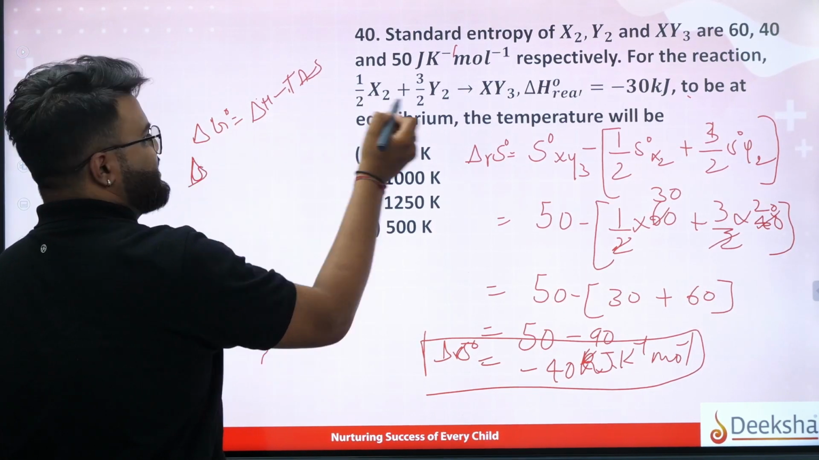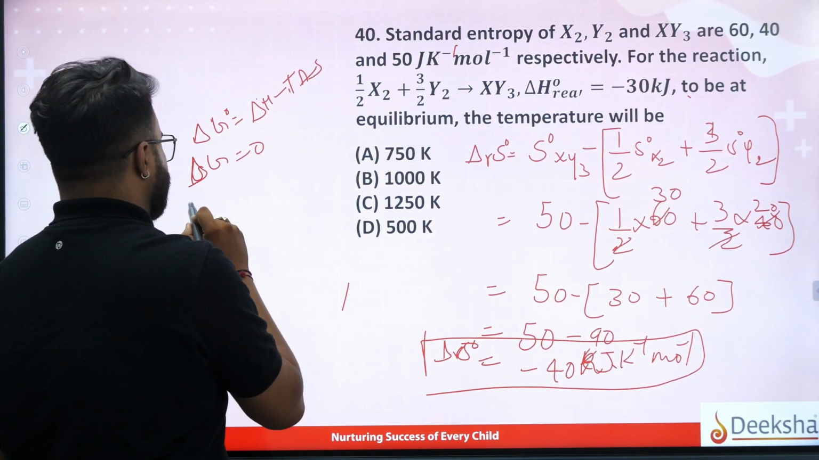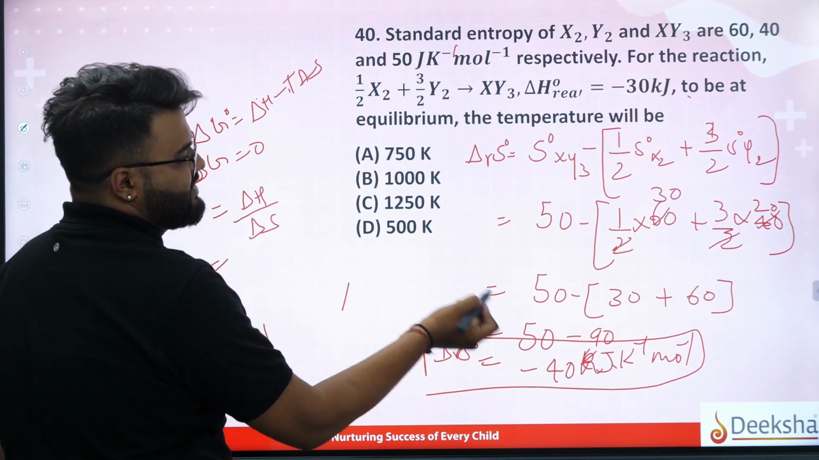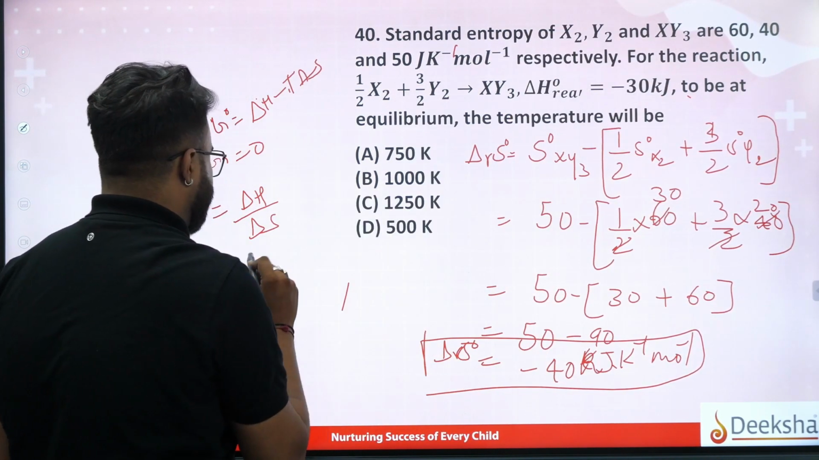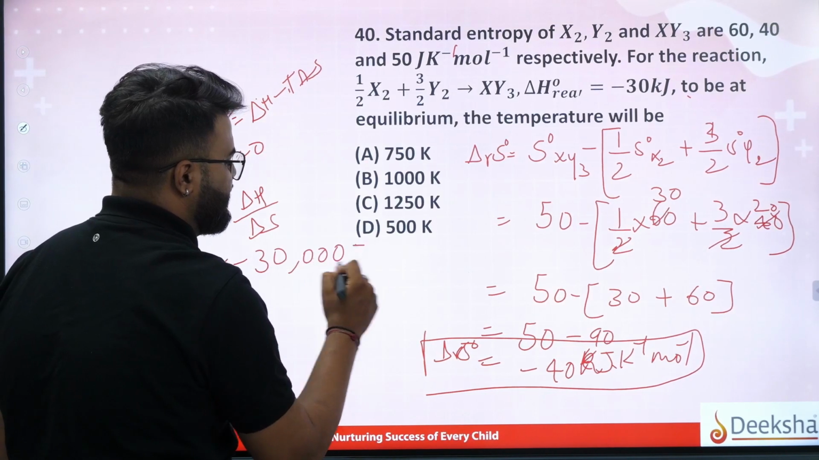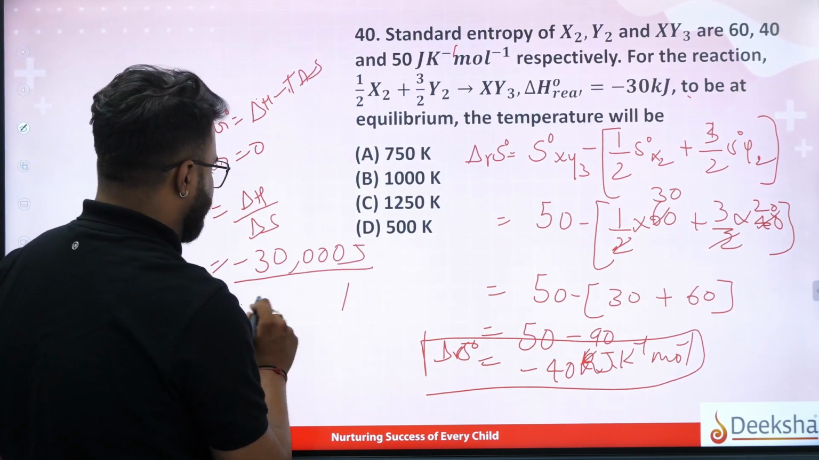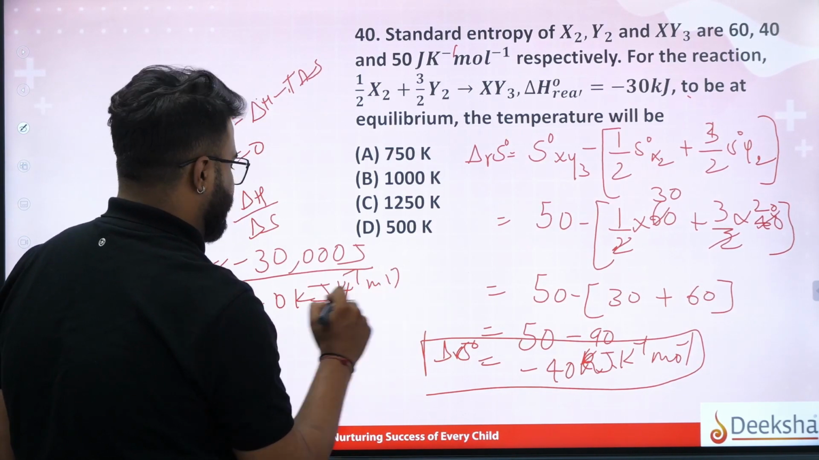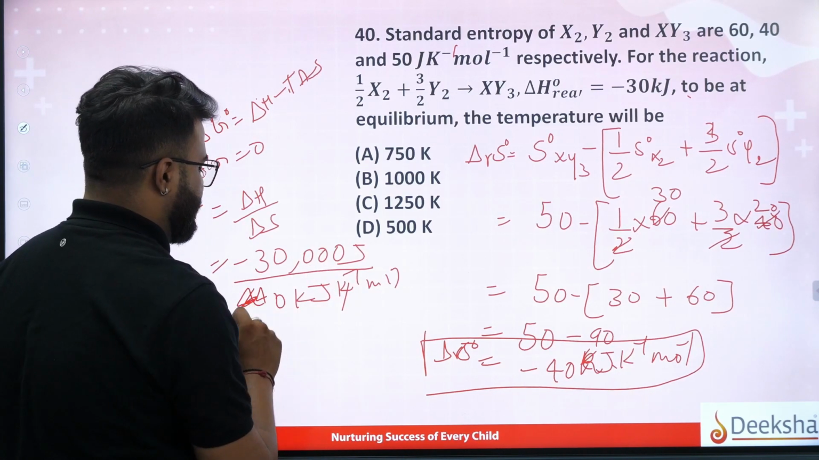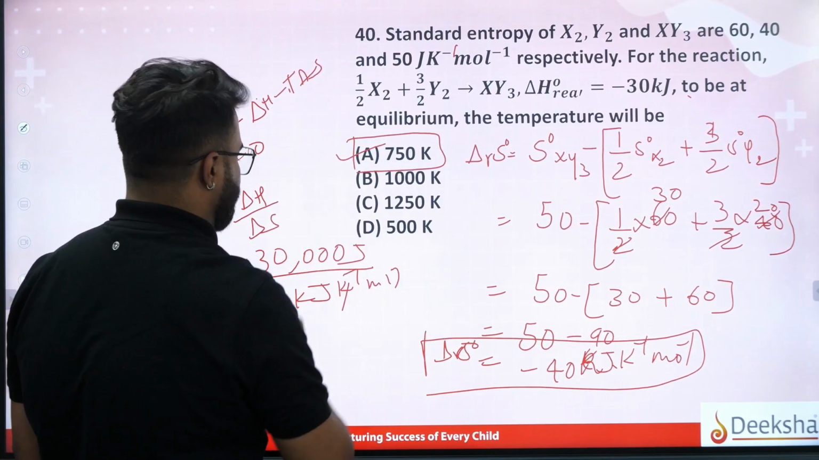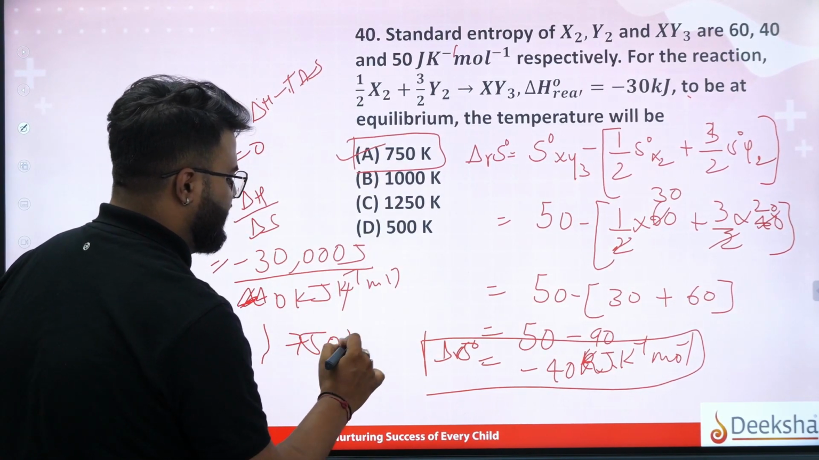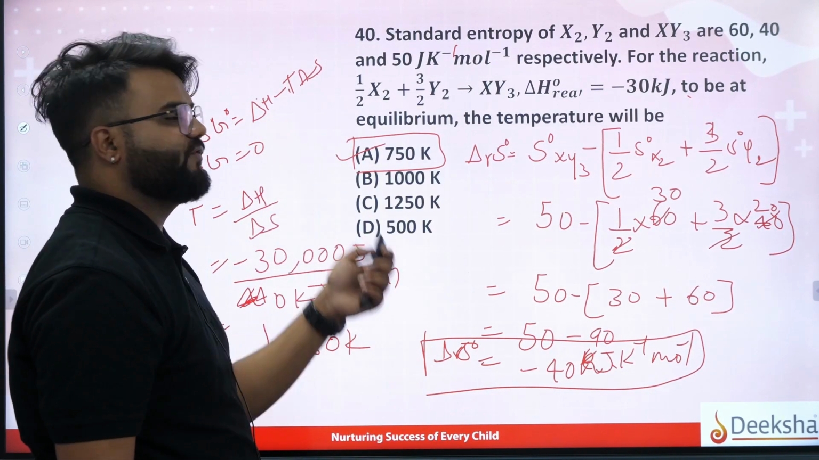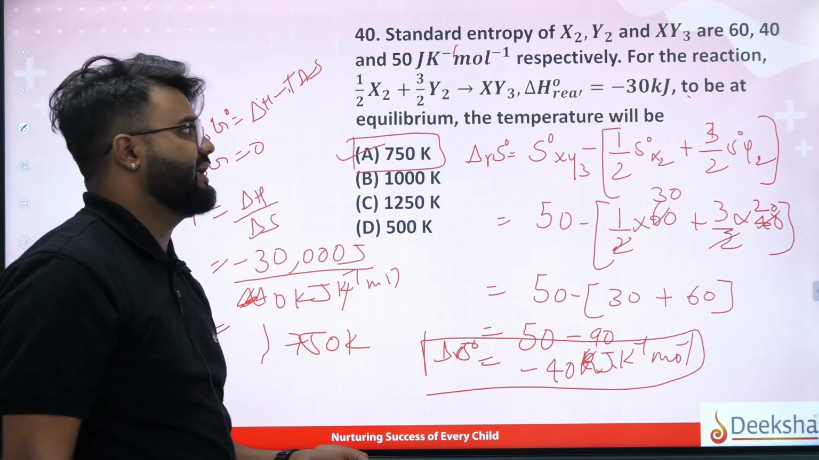So we know that delta G at equilibrium is nothing but 0. So T is nothing but delta H divided by delta S. What is the delta H they have given? That is 30 kilojoules per mole, that is nothing but 30,000 if we convert into joules. So 30,000 divided by 40 joules per Kelvin per mole is nothing but 750 Kelvin. If you divide this, you will get 750 Kelvin. So the temperature will be 750 Kelvin. Understood? So for question number 40, option A will be your correct answer.